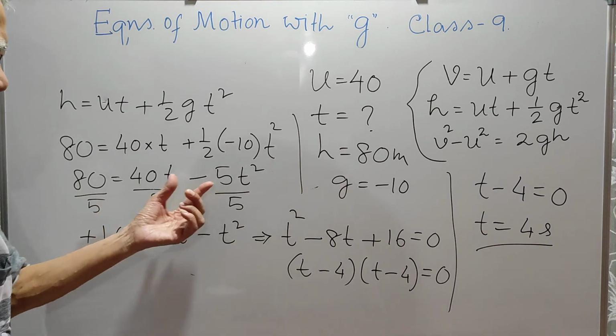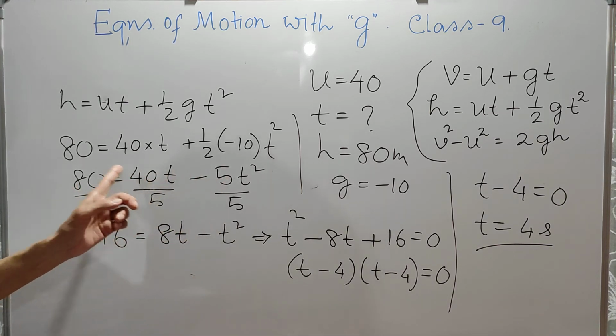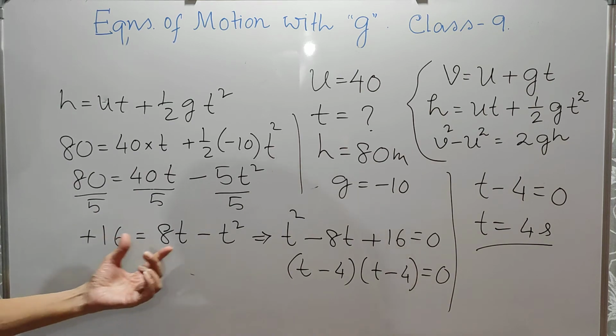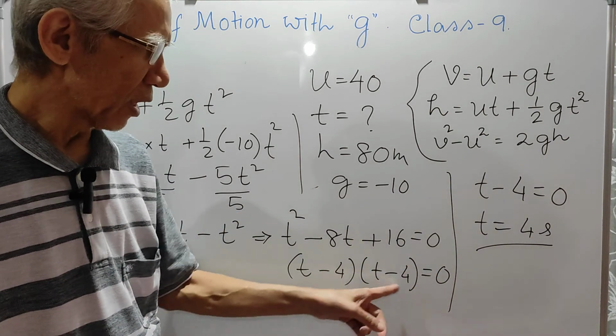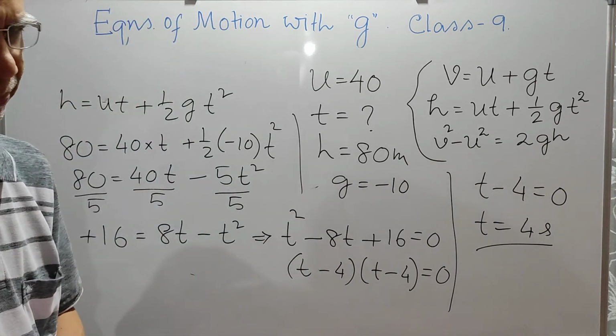Okay. So this is how you simplify the equation. Now many students don't simplify. So find the common factor and divide. Then you get simple numbers. Then it becomes easier to calculate. That is the rule of equation. So finally we get t equal to 4.